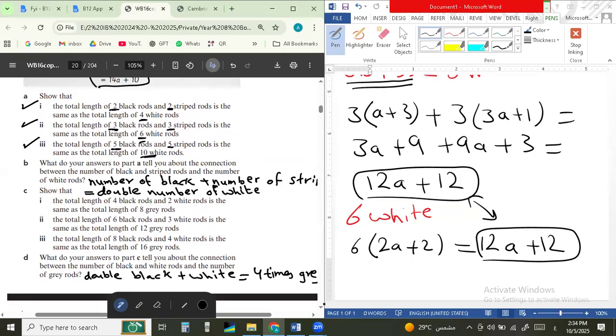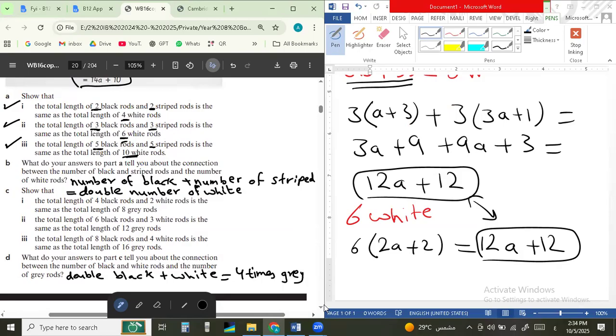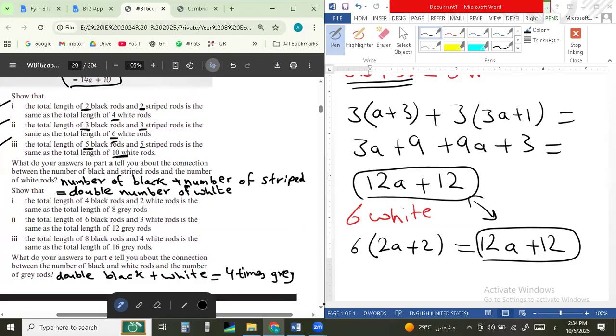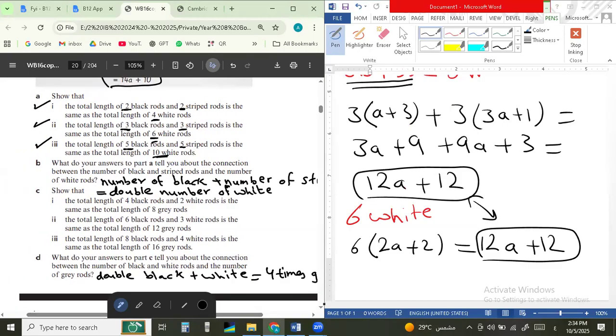Question C, you're going to do the same thing exactly like what we've done over there. Exactly like question A. And in D here, the connection, you're going to just show that double the black plus 1 of the white is 4 times the gray. This is the connection. I know that the connection might be a little bit hard to notice, but that's it. All right, the most important part to me is that you learn how to do such a question as question A and as question C, like what we've done over here exactly.